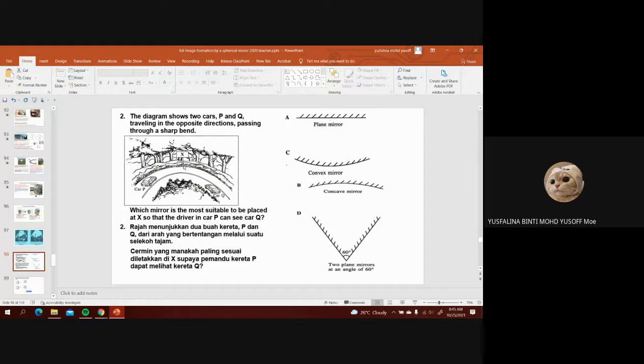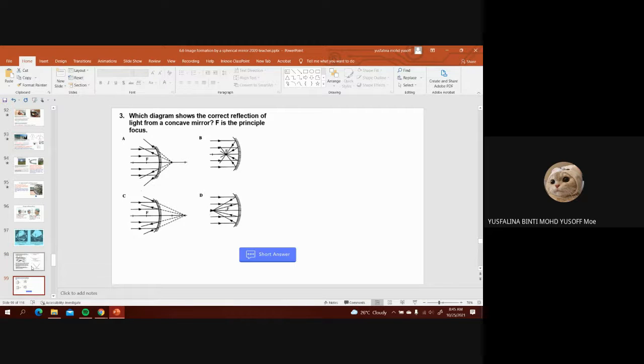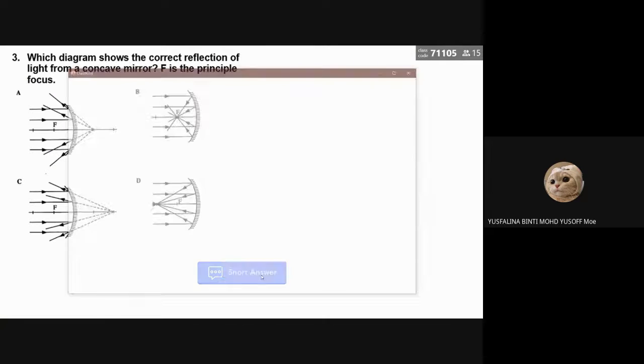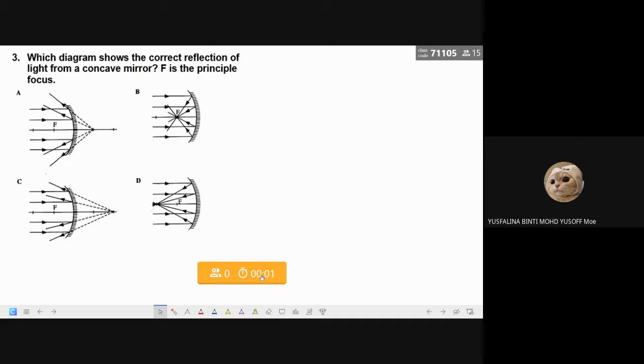Okay, so this is actually the questions. I just want to start from this one. Can you try to answer this one? Still have 15 more minutes. For concave mirror, which is the correct reflection of light for a concave mirror?